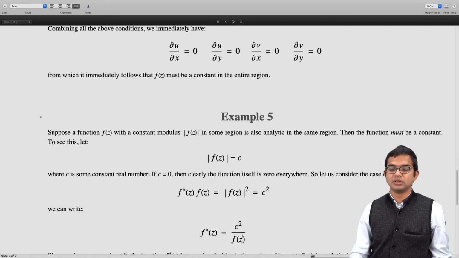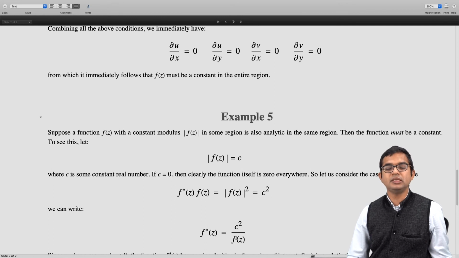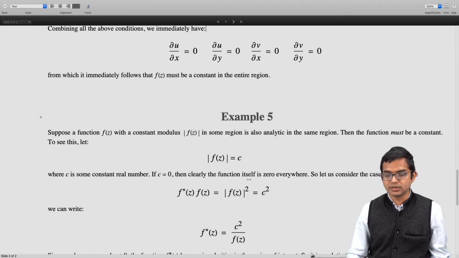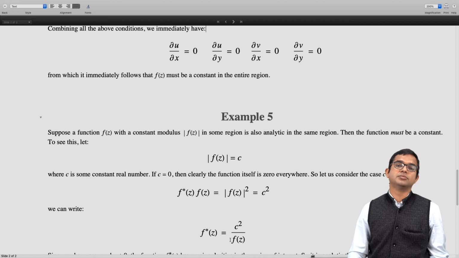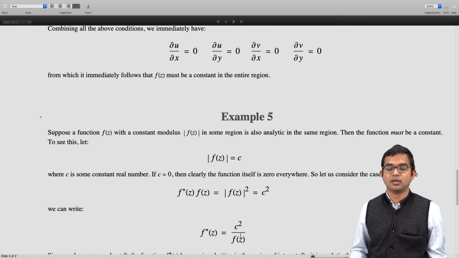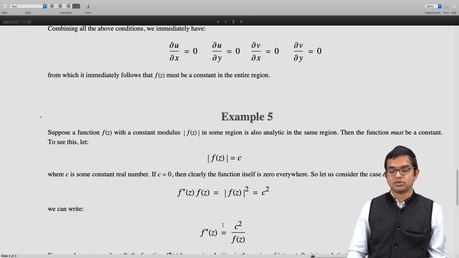So now comes the key part of the argument, which is that since f of z has a constant magnitude whose value is c, and we have already said that that constant value is not 0, right? So there is no point in this domain where f of z becomes 0, because if f of z were to become 0, then mod of f of z is also 0. But mod of f of z is not 0. Mod of f of z is a constant, which is c, which is not equal to 0 in the entire region of interest.